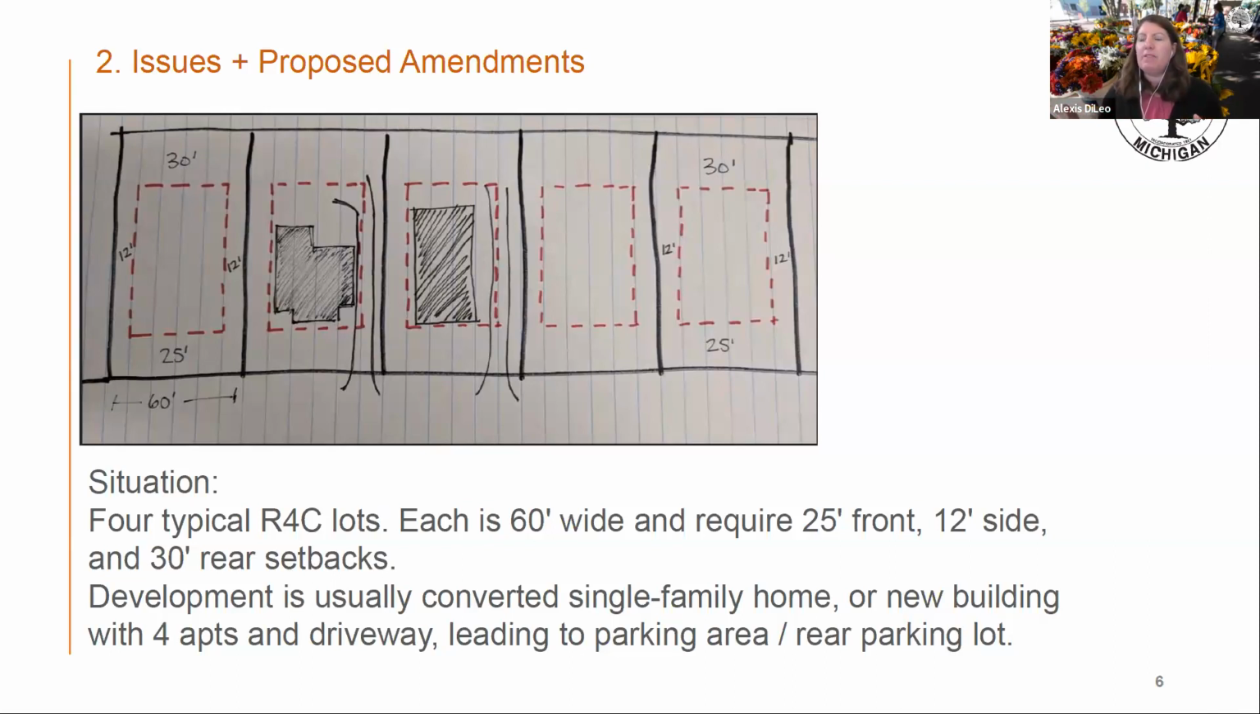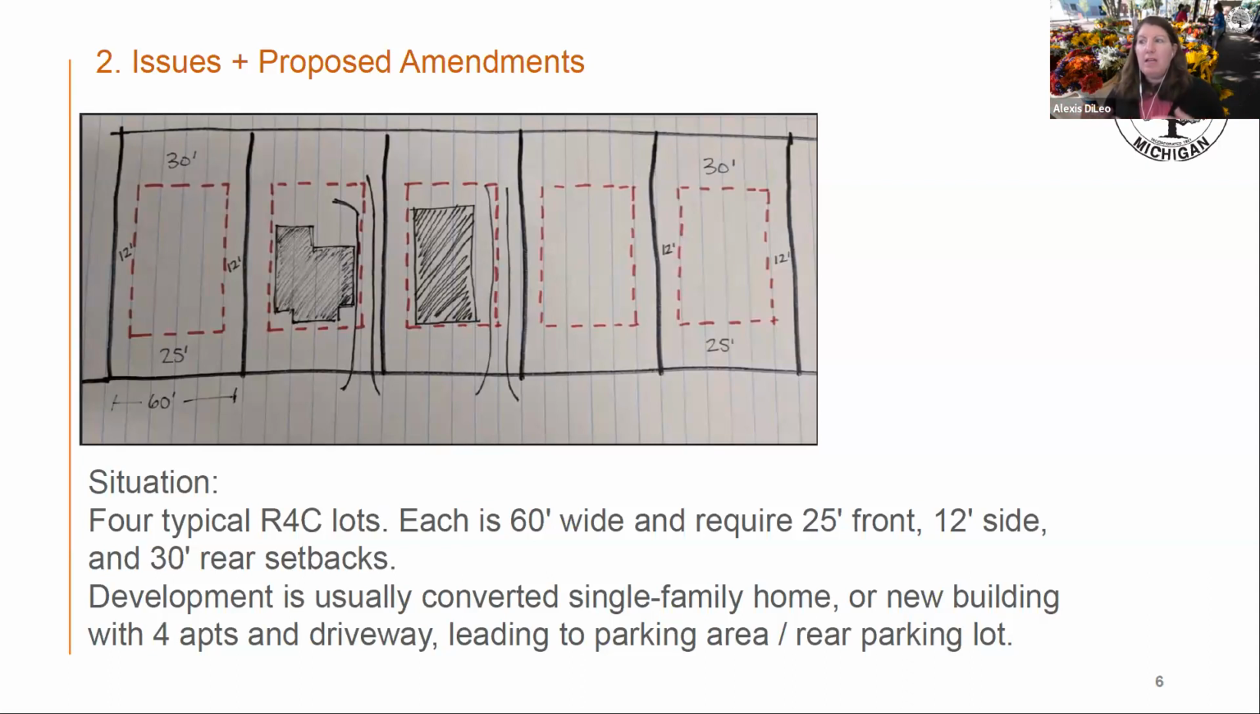Here I'm going to set up a situation. And here, my classic horrendous diagrams, but I think I'm getting my point across. We've got 4 typical lots in an R4C district. Each is 60 feet wide because that's the minimum lot size. And there's 6 lines on my piece of paper. R4C requires a 25-foot front setback, 12 feet on each side, and 30 feet in the rear.